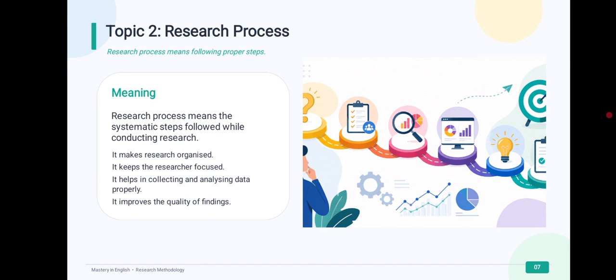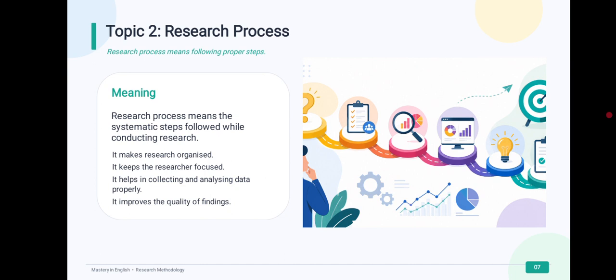Research process means the systematic sequence of steps followed while conducting research. It helps the researchers to stay organized and avoid confusion. In addition to that, it is very useful to save the time and get accurate result. So basically, research process acts like a roadmap. You can say that research process acts as a blueprint.